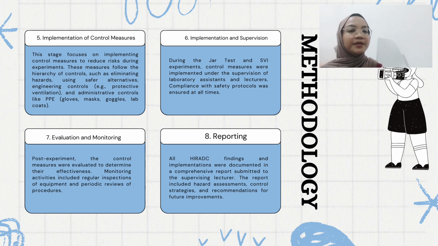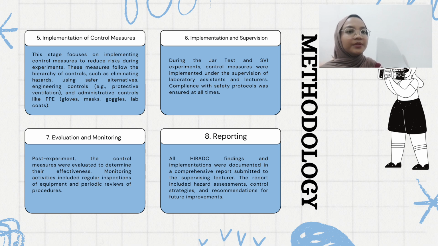The fifth is implementation of control measures. This stage focuses on implementing control measures to reduce risk during experiments. These measures follow the hierarchy of controls, such as eliminating hazards, using safer alternatives, engineering controls like protective ventilation, and administrative controls like PPE: gloves, masks, goggles, and lab coats.